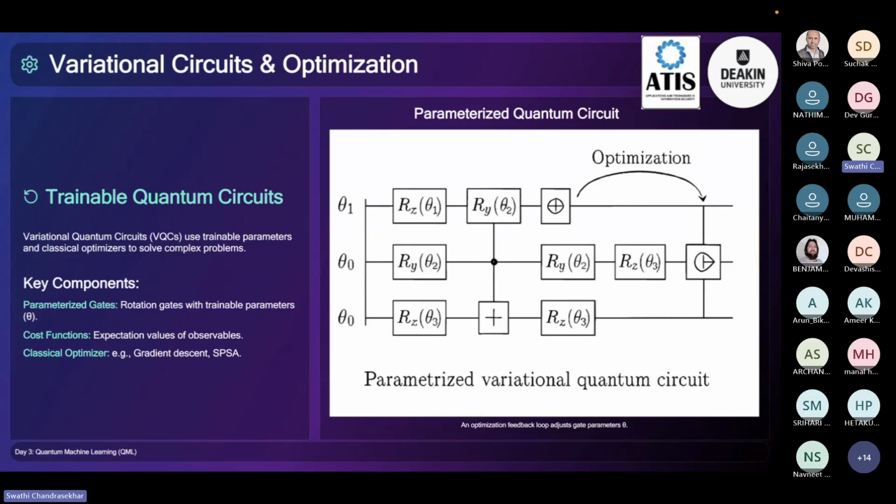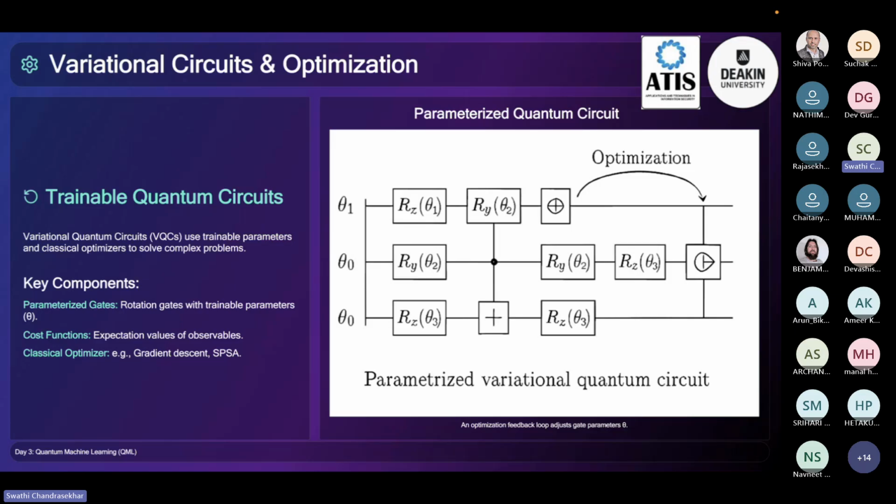Variational circuits and optimization. Now that we know how to encode the data into quantum states, we need a mechanism to actually learn from that data. The mechanism is the variational quantum circuit. Often we call it VQC in short.